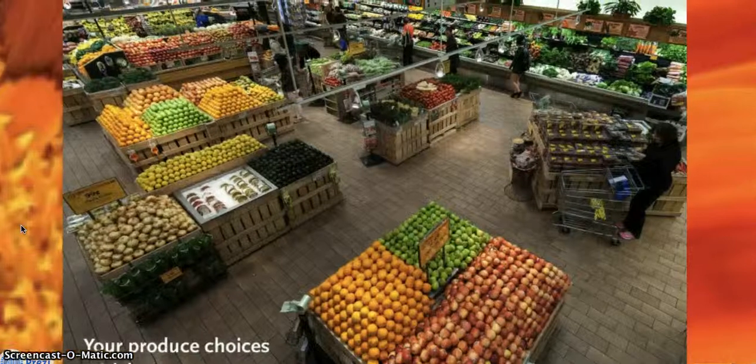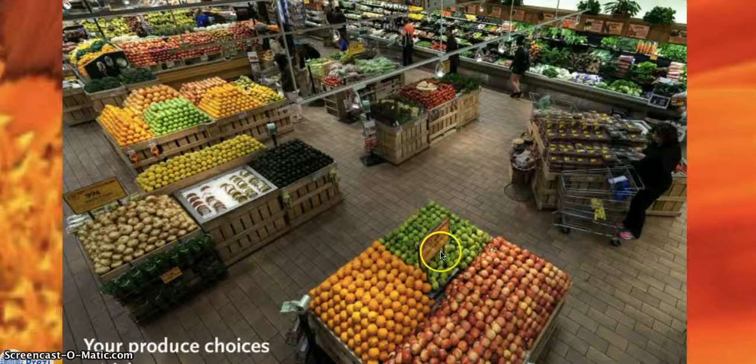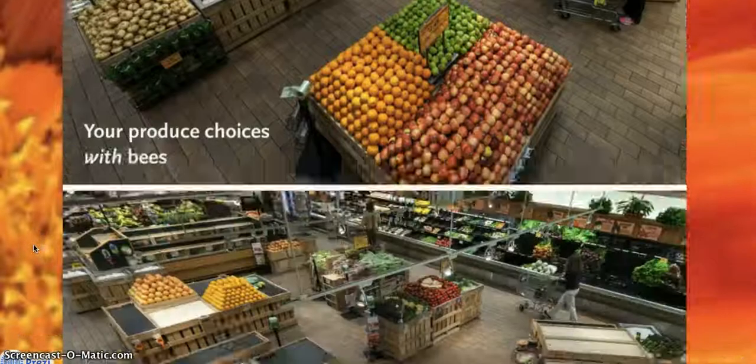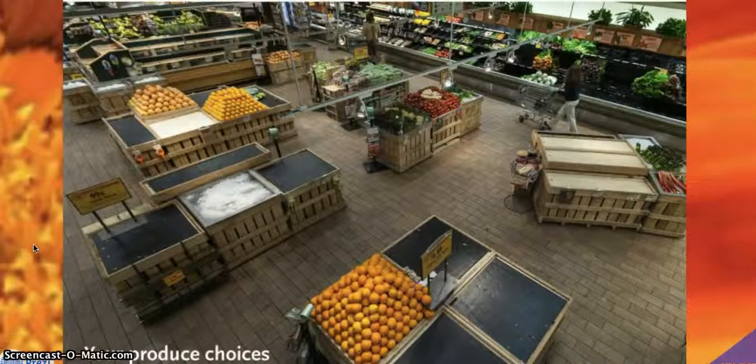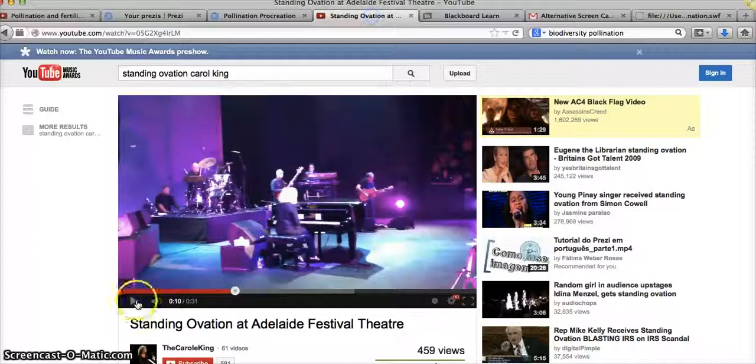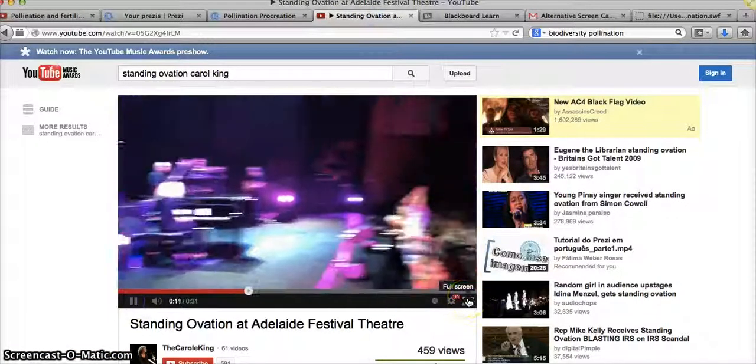And here we have the produce section of our grocery store, and you can see all the choices that you have with bees pollinating your crops. But let's look at the same produce section without bees fertilizing your crops. You can see that you have a lot less choices. So I don't know about you, but I'll take bees and pollination any day. In fact, let's have a standing ovation for pollination.